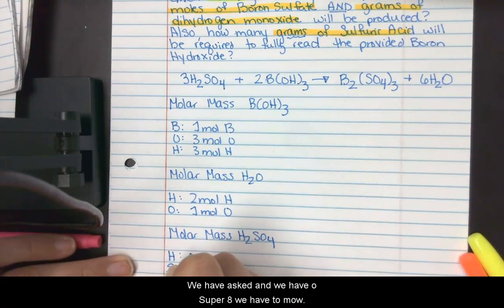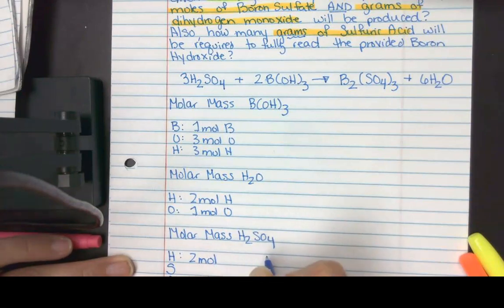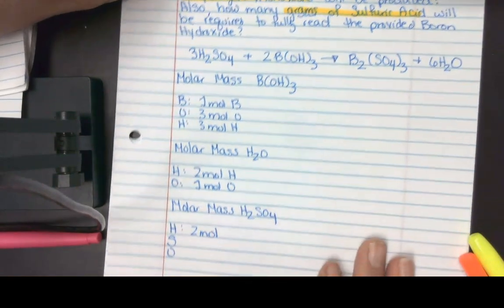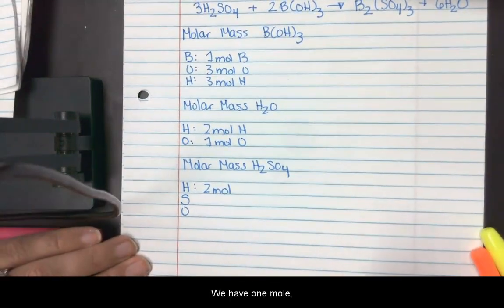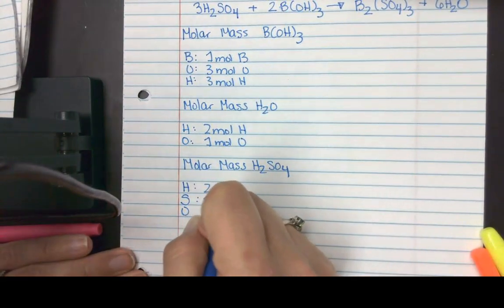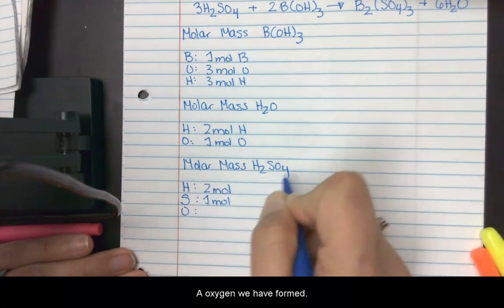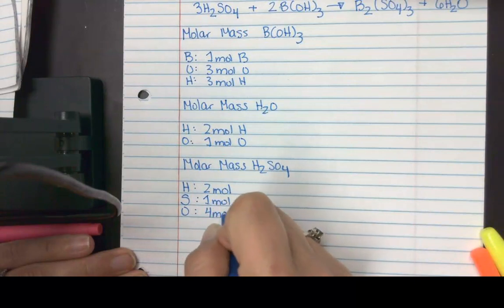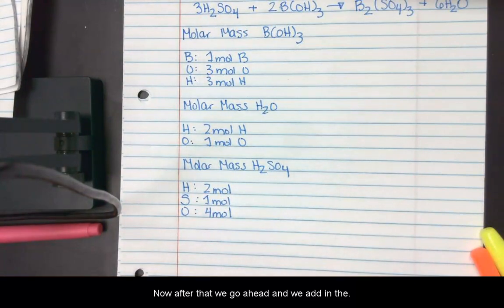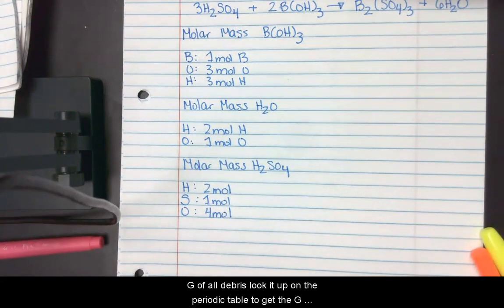So for H, we have 2 mole. For S, we have 1 mole. And for oxygen, we have 4 mole. Now, after that, we go ahead and we add in the grams of all of them. So we look it up on the periodic table to get the grams.